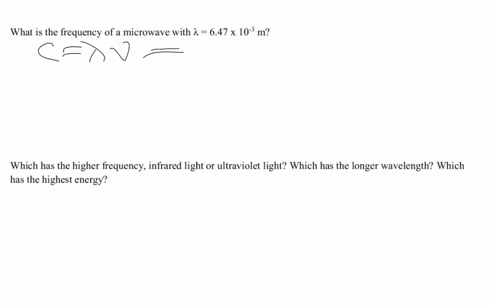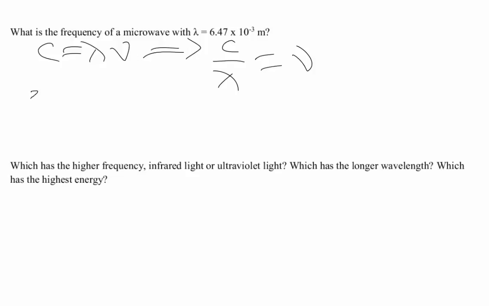This equation implies that c over wavelength is equal to frequency. Now if we take 3 times 10 to the 8th meters per second and we divide it by 6.47 times 10 to the negative third meters, we will get our frequency.